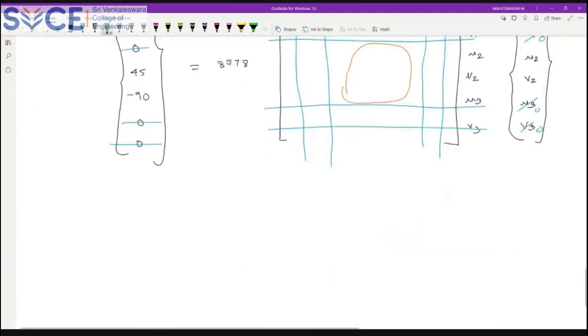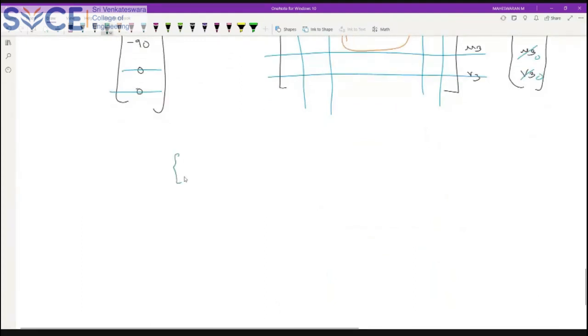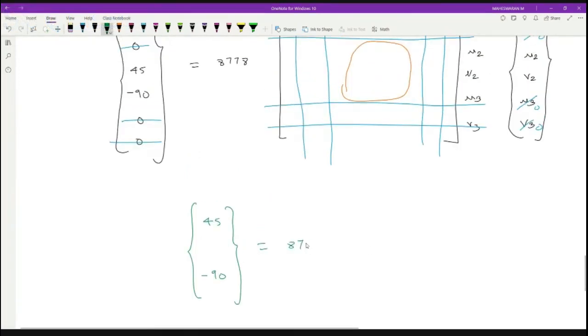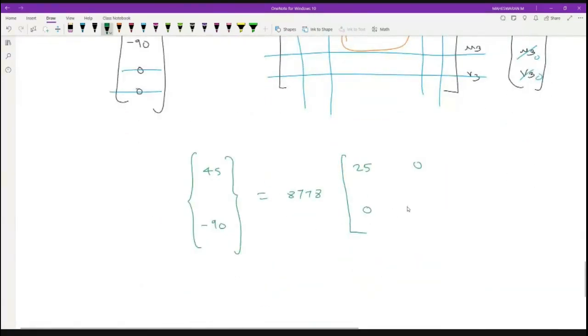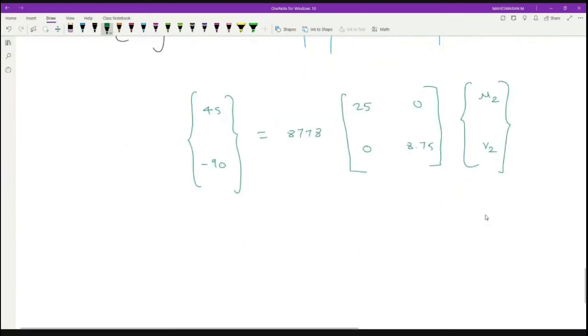So in that case, what is my K matrix? I'll rewrite this. Your F is 45 and minus 90, equal to the common term, which is 8778 into the terms, which is 25, 0 and 0. Now I am writing the symmetrical part, 8.75, into nothing but U2, V2.